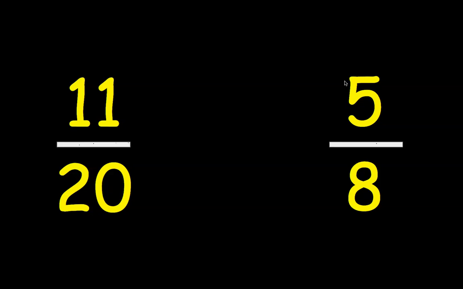Okay, now this one is fairly tricky. Again, I'm going to compare both fractions to a half. I can see that this is one slice bigger than a half, because a half would be 10/20. This is also one slice bigger than a half, because a half would be 4/8.